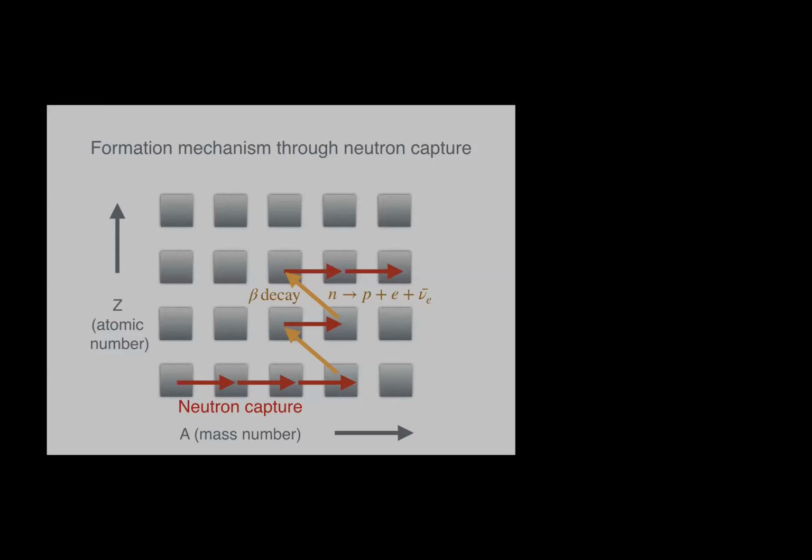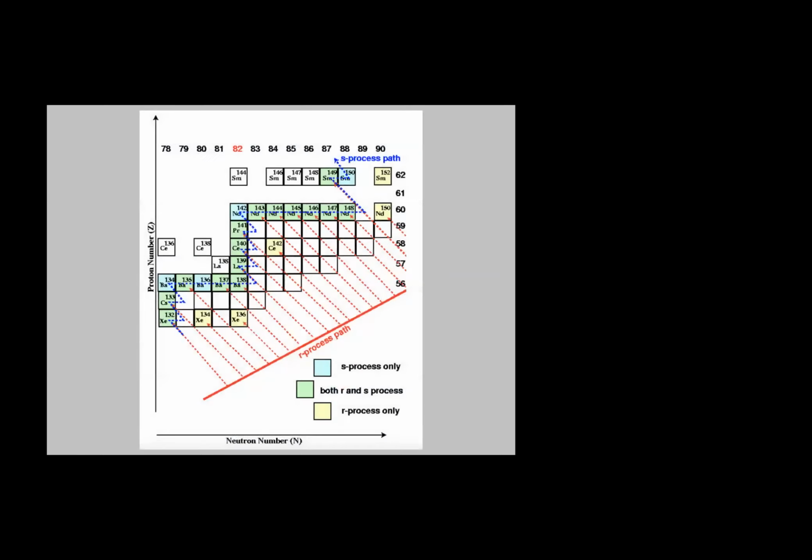The name rapid comes from the fact that the neutron capture is much faster than beta decay. If the rate of neutron capture is similar to beta decay, it's called a slow process or s-process. Now, to have a look at how these elements are formed, this plot shows that the red line is where the r-process is happening, populating that section of elements, and these elements will later on all decay back to a more stable nuclei.